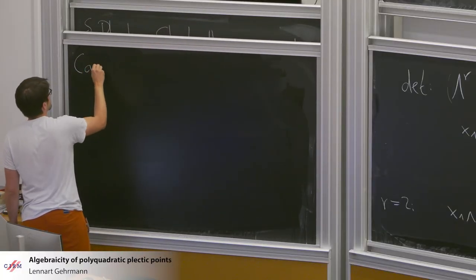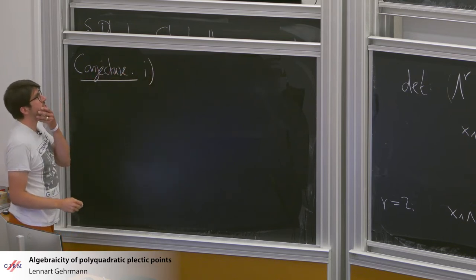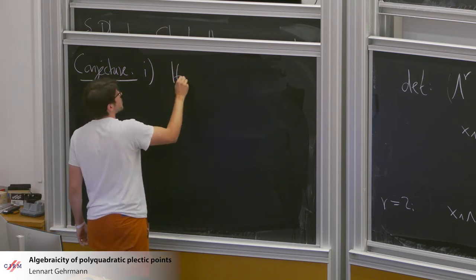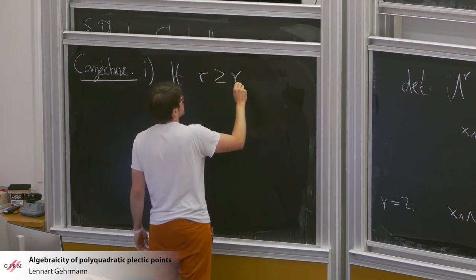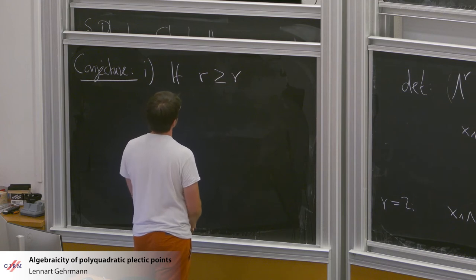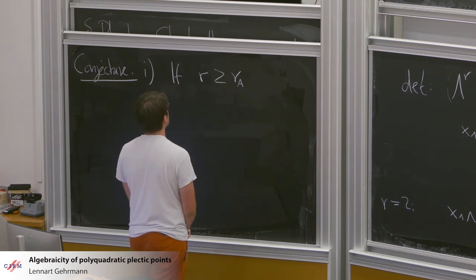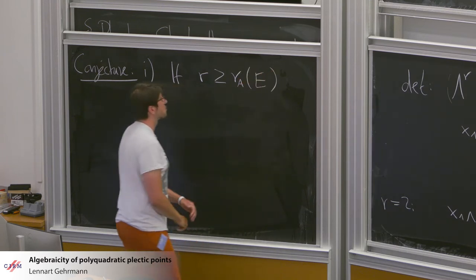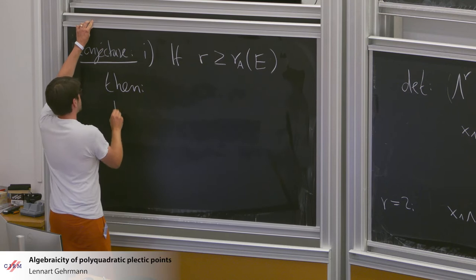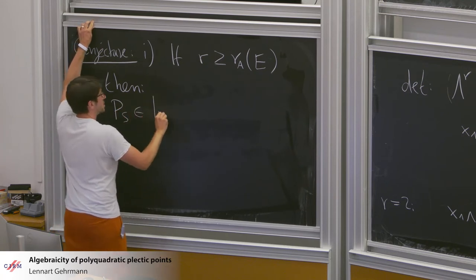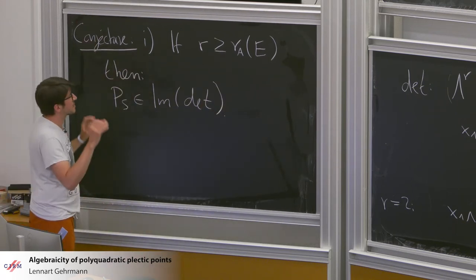So we have the following conjecture. Two conjectures. So the first is, if r is greater or equal than the rank of A over E, then this plectic Stark-Heegner point is in the image of the determinant map. So it's an algebraic point, in a sense.